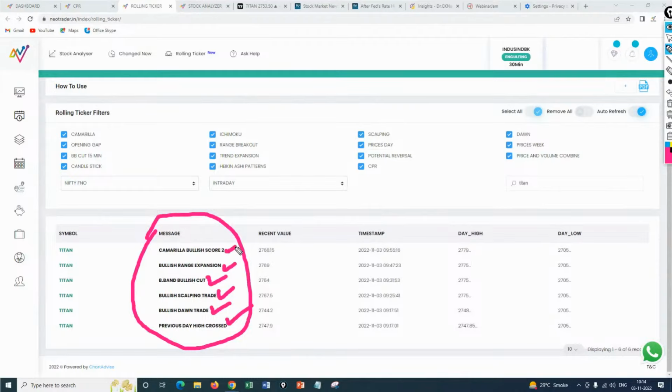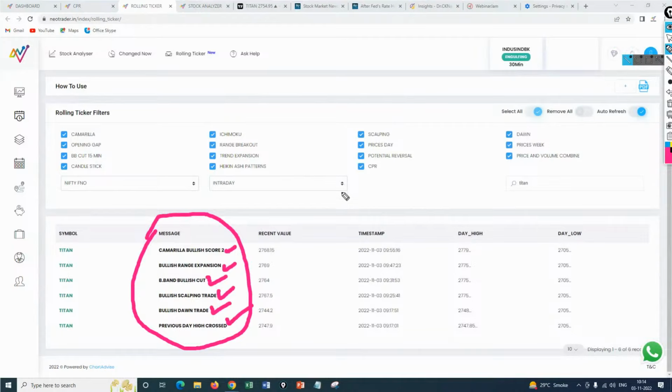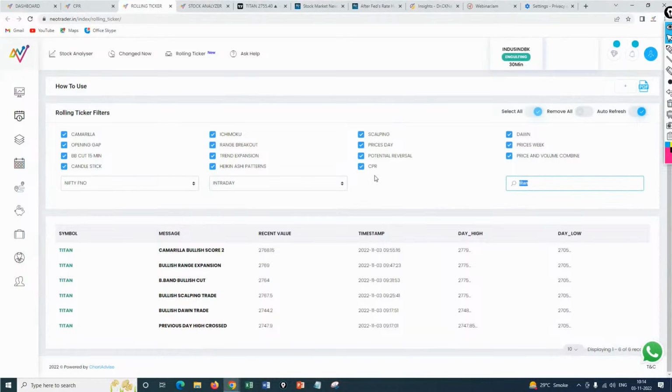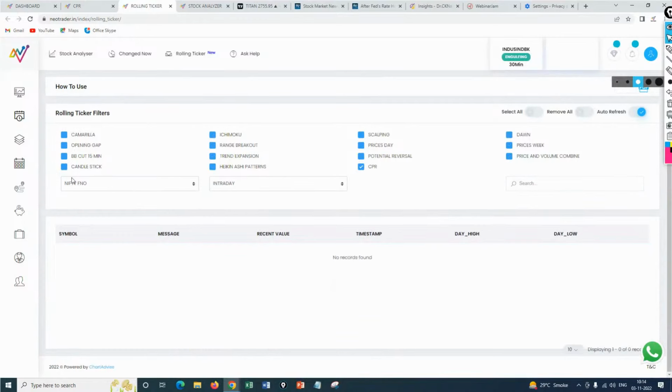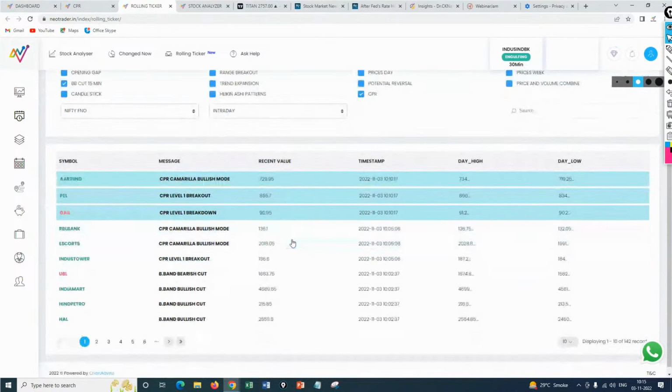So the question that was asked is, if I want to see two things at once, if I want to add another indicator, do I have to see? My answer is no, you don't have to. But if you want to, you can go here and, along with CPR, take all this out. You can put CPR on here, and you can put BB cut on. And over here, you will get both now.